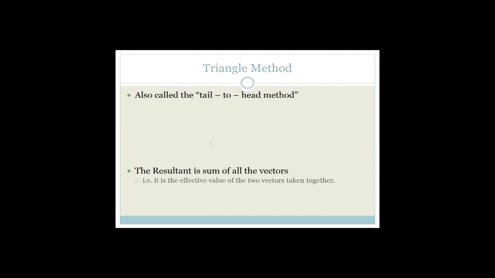So the triangle method is called the tail to head method or the head to tail method. It totally depends on your textbook and who's teaching you. So when you look at a vector, this here is the tail and this here is the head. Okay, head to tail. So if we look at our vector, there is a vector V1, and we've got a second vector, V2. Our resultant would be to join from the tail of this to the head of that, the head of the arrow.